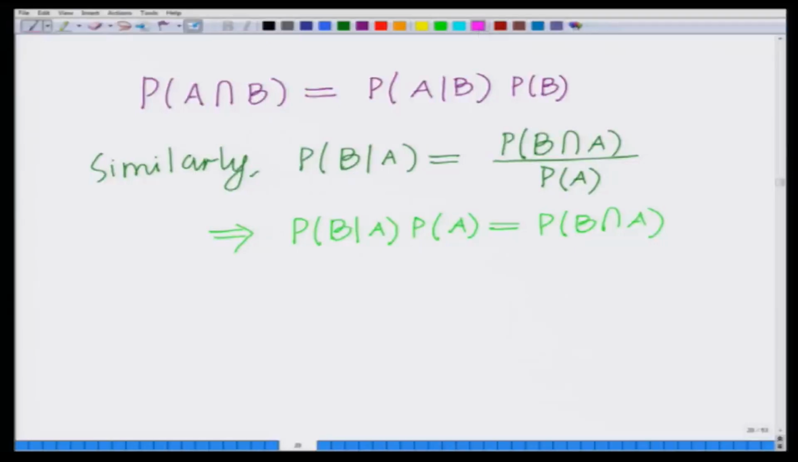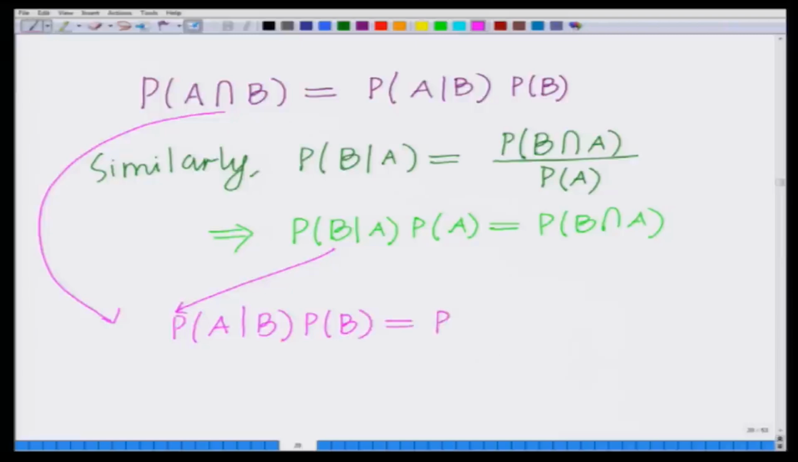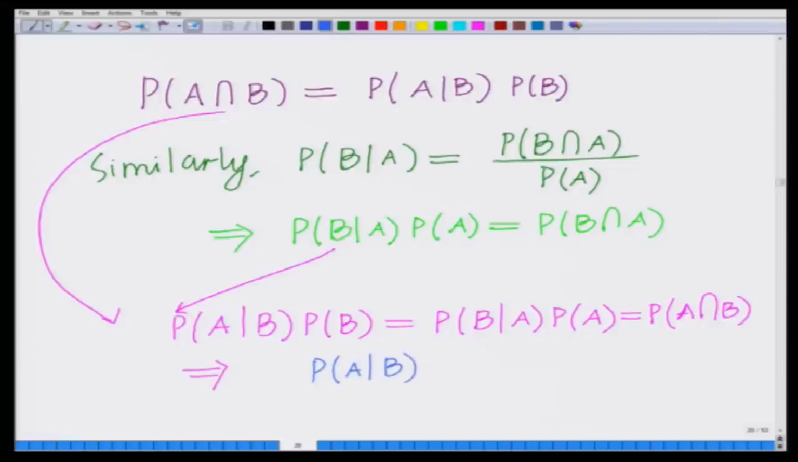Therefore from these two we can conclude that the probability of A given B times the probability of B equals the probability of B given A times the probability of A, and both are equal to the probability of A intersection B, which implies that the probability of A given B is equal to the probability of B given A times the probability of A divided by the probability of B, alright.